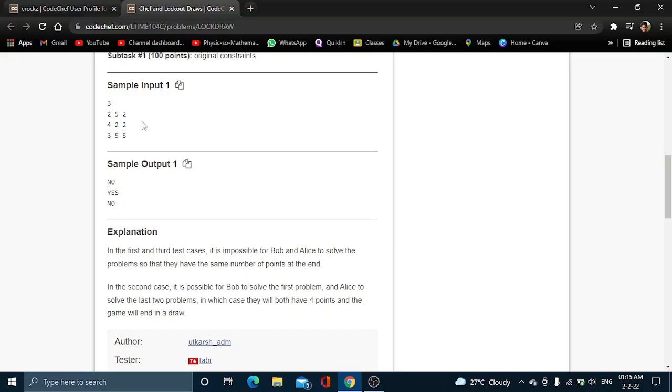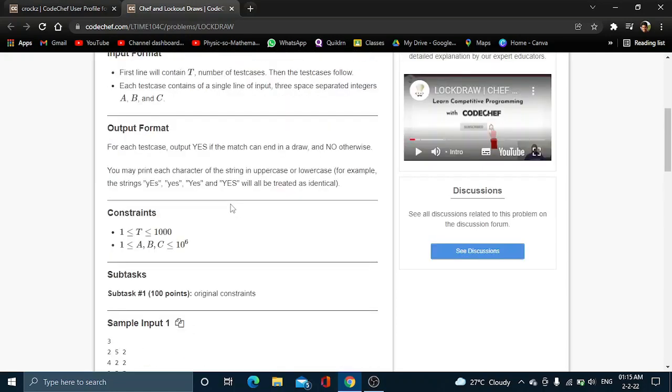We don't consider this case. In the first case, if Bob or Alice solves the first question and vice versa the other person solves the last two questions, he'll get 4 points, and the first one has also got 4 points. So it results in a draw match, so we'll print yes. In the third case, even if you do any permutation and combination and check, the points will be unequal, so we print no. So in this way we have to write the code.